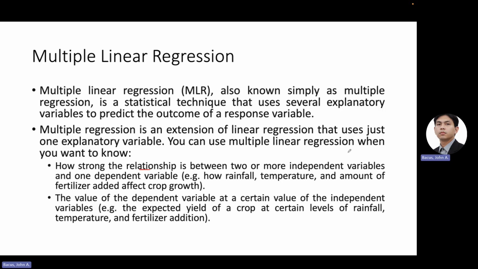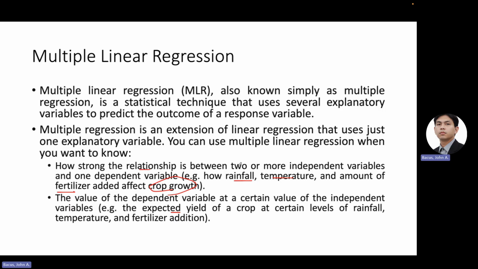For example, you have the amount of rainfall, the temperature, and the amount of fertilizer that affect the crop growth. And we would want to know the value of the dependent variable at a certain value of the independent variables. So we want to know the expected yield of crop at certain levels of rainfall, temperature, and fertilizer addition. So first, we would want to know if there is a relationship between the rainfall, the temperature, and the fertilizer to the crop growth, or the growth of the plant.